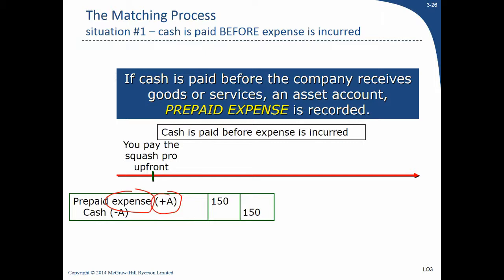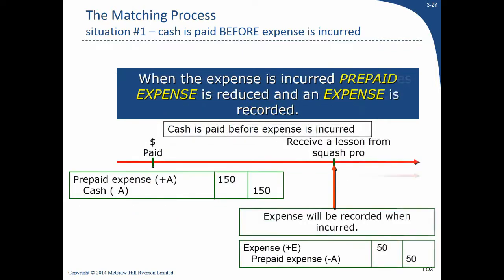The important thing here is on day 1, I have not incurred any expense. Only when I use the squash lesson have I incurred an expense, right? I have the right to 3 lessons. After one lesson, what happens? Notice how cash isn't changing hands. I've paid the Squash Pro up front, on January 1st. After I use one lesson, I have to recognize an expense. Okay, remember expenses have debit balances.